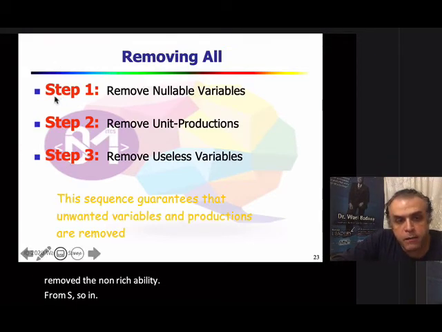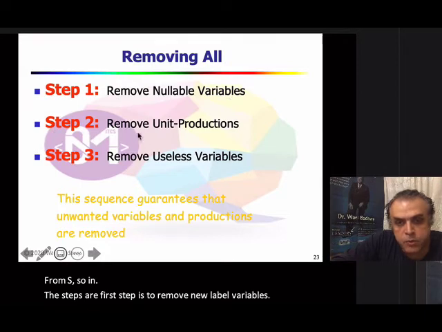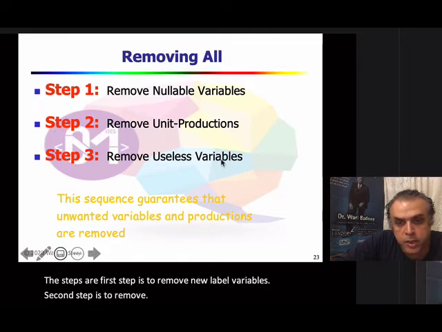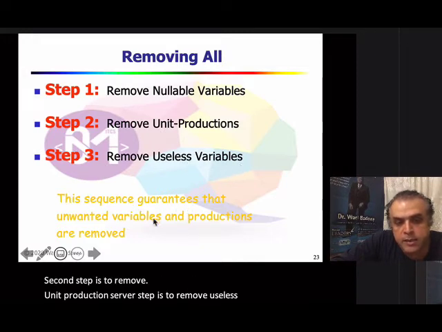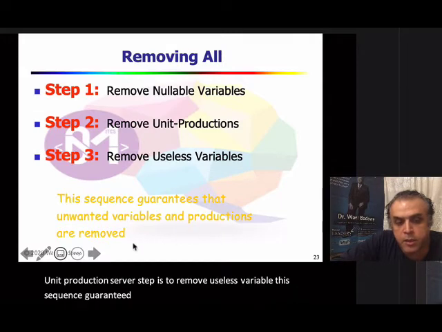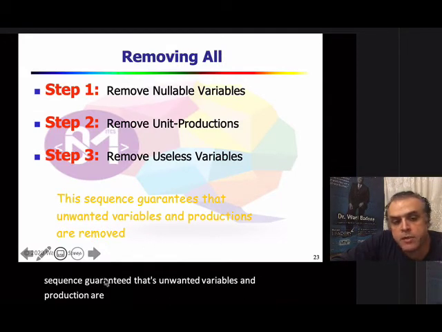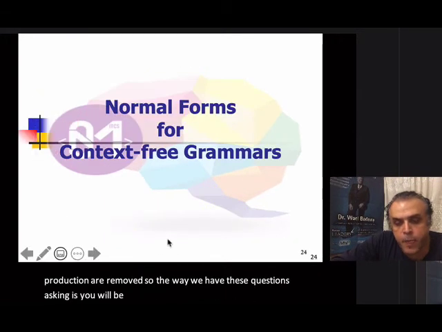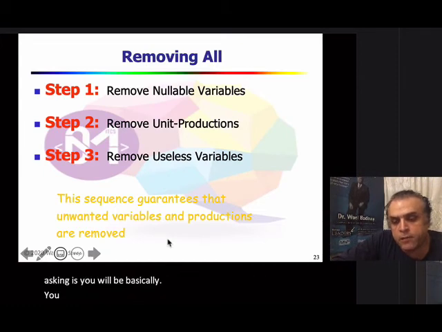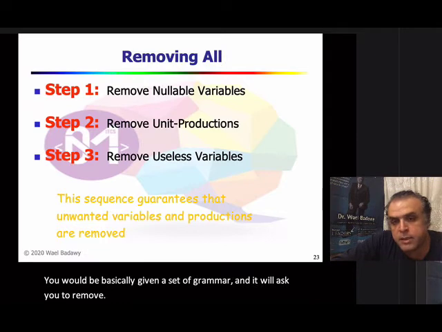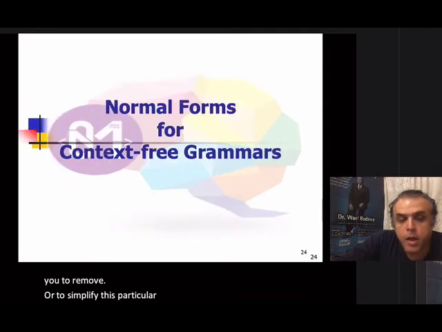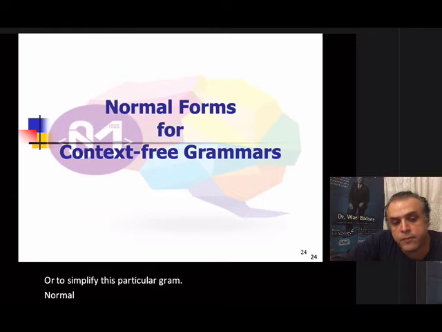So the steps are, first step is to remove nullable variables. Second step is to remove unit productions. Third step is to remove useless variables. This sequence guarantees that unwanted variables and productions are removed. So the way we have these questions asked is you will be basically given a grammar, and it will ask you to remove or to simplify this particular grammar. Normal forms for context-free grammar.